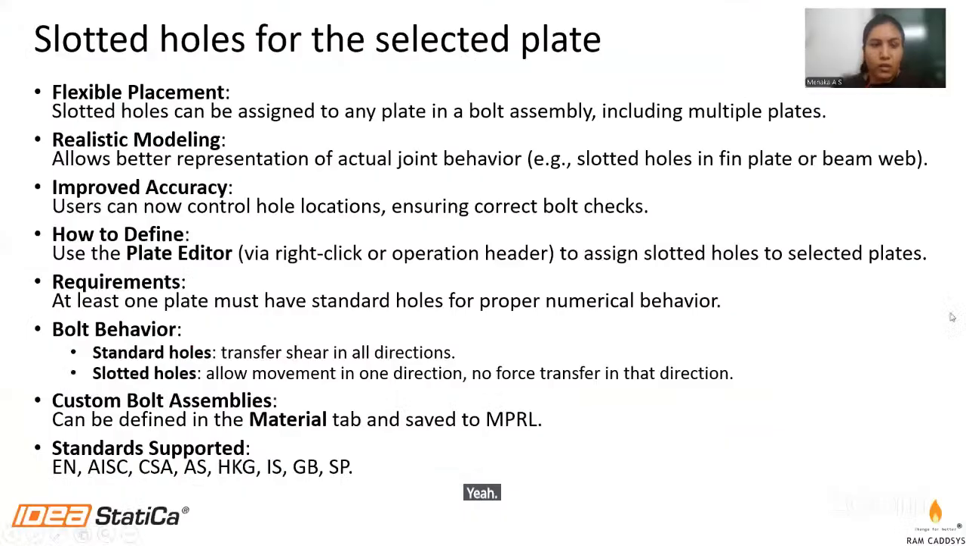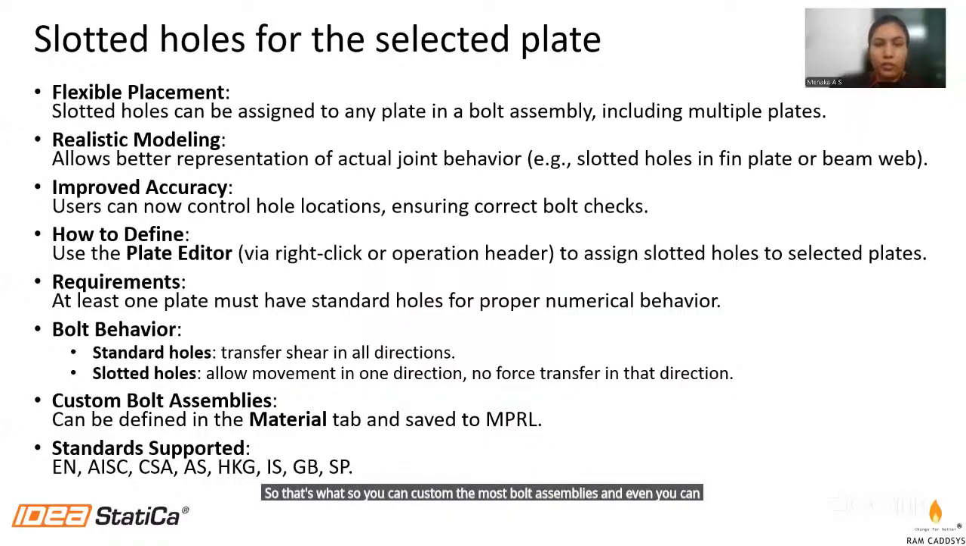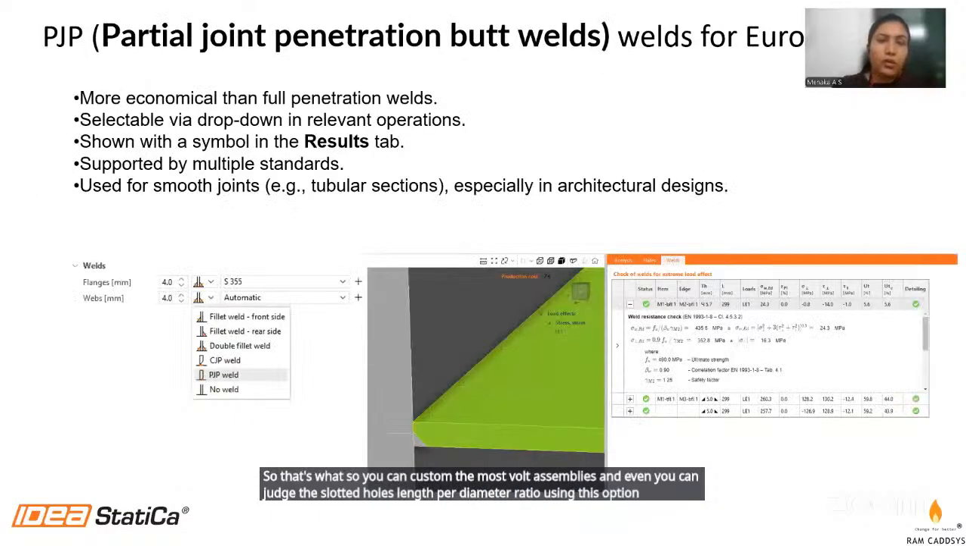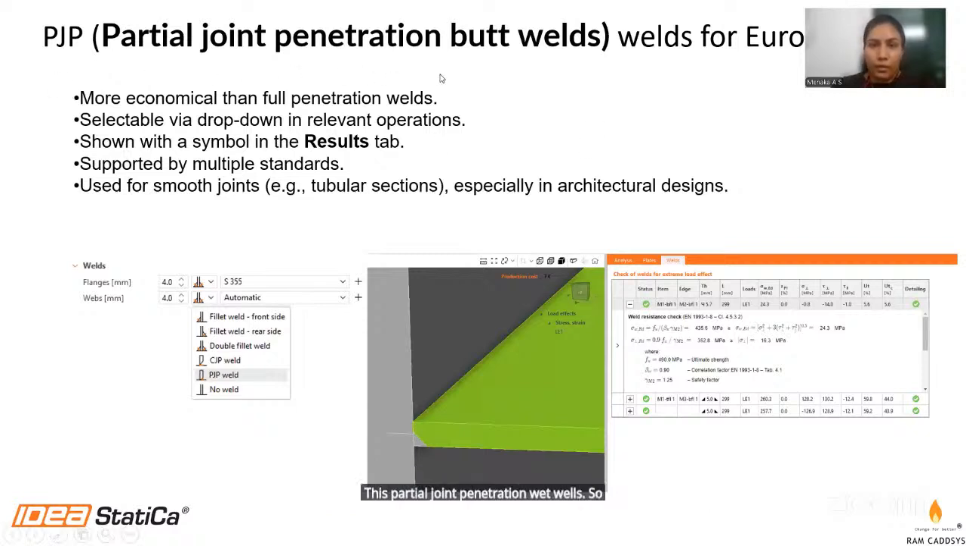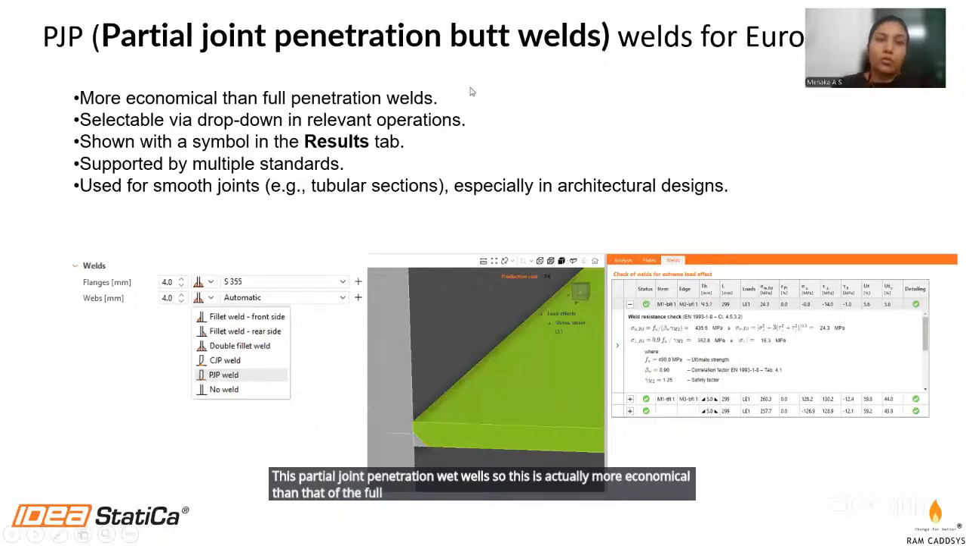So now let's get back to the presentation. So you can customize the bolt assemblies, and even change the slotted holes length to diameter ratio using this option. Another thing is there is an important update in version 25.4 for partial joint penetration butt welds. This is actually more economical than the full penetration welds. It follows the European standards, and the majority of the standards support these PJP butt welds. Here especially they are used in terms of architectural design.